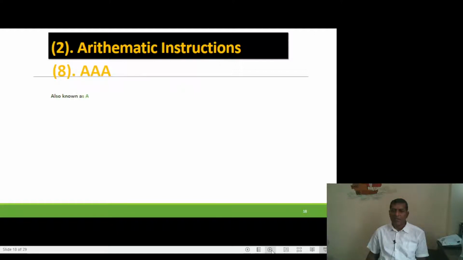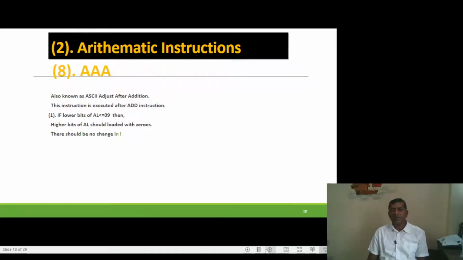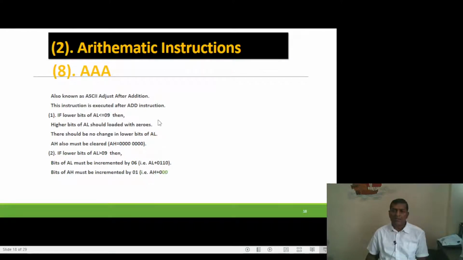The next arithmetic instruction is AAA. This instruction is a special instruction. It has its own structure, AAA. It does not have a source and destination. This instruction is executed after the ADD instruction. This instruction is known as ASCII adjust after addition. So whenever the add instruction is executed, if we want to adjust it for ASCII, then this instruction will be executed.